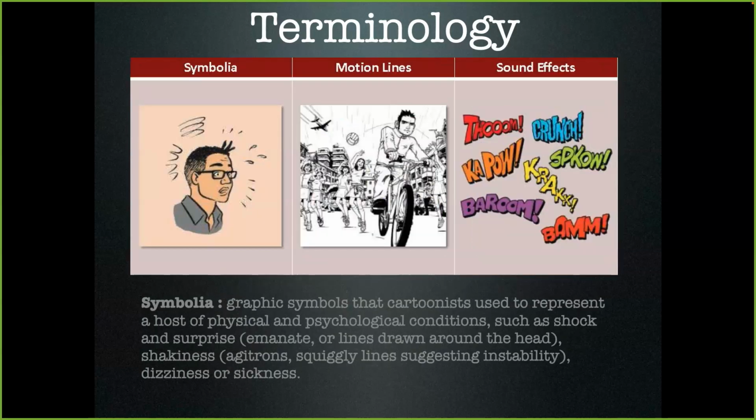Okay. There are other graphic symbols that are often used when making your comic book. It's called symbolia. In this case, we see the cartoonist used symbols to represent a host of physical and psychological conditions like shock, surprise, any of those kinds of things. And they can emanate from around the person's head or body. And there are agitrons, squiggly lines suggesting instability, dizziness, or sickness. There you can see a variety of them. So there we've got some little beads of sweat popping off the forehead. We've got that little cyclone, could be confusion, any of those kinds of things.